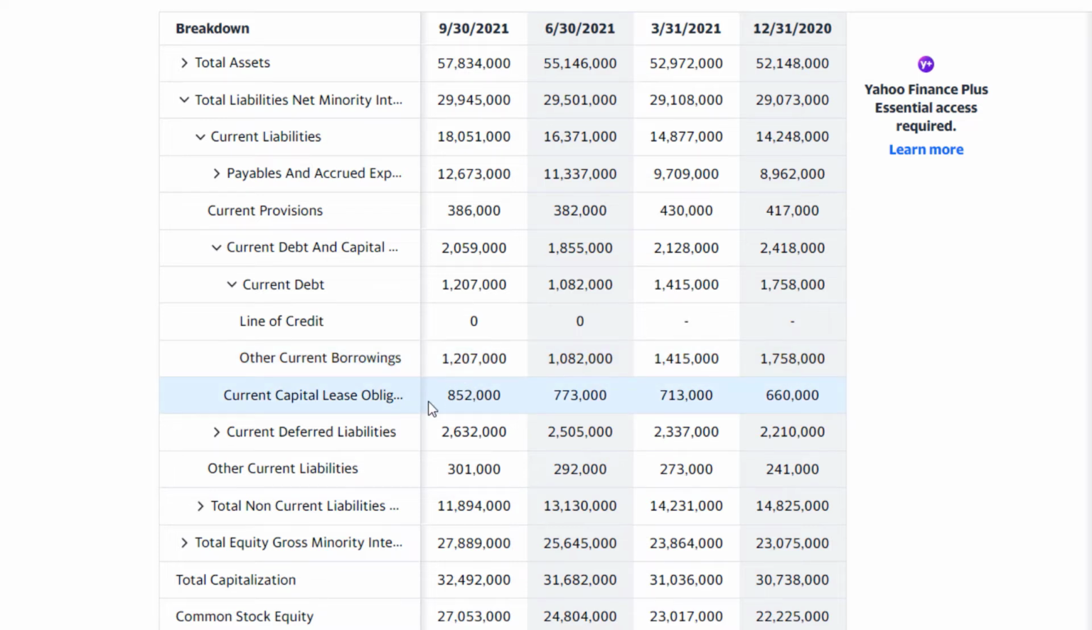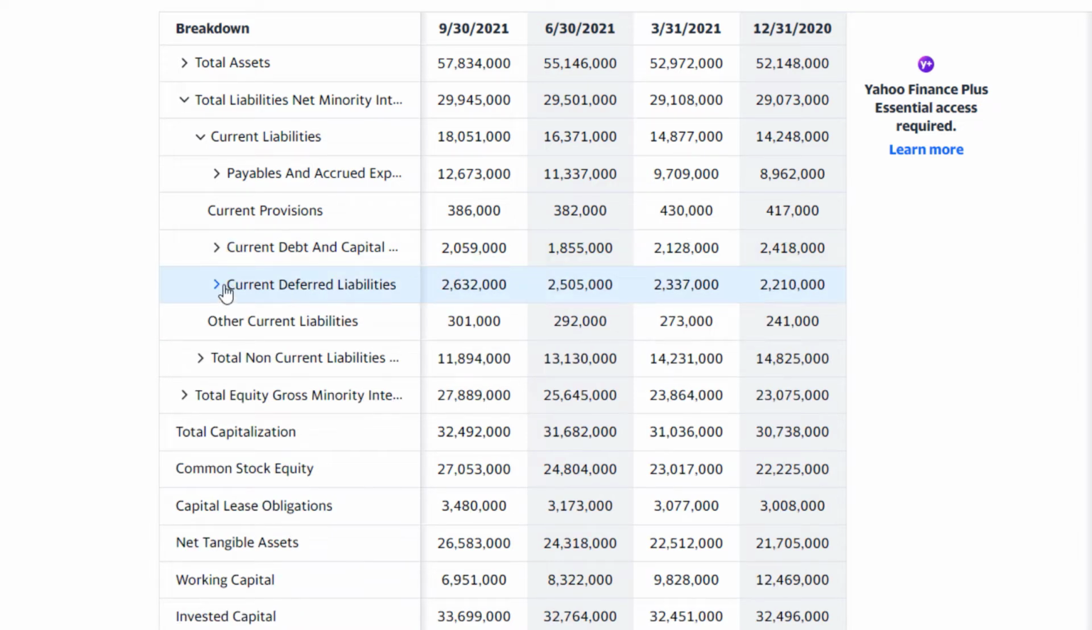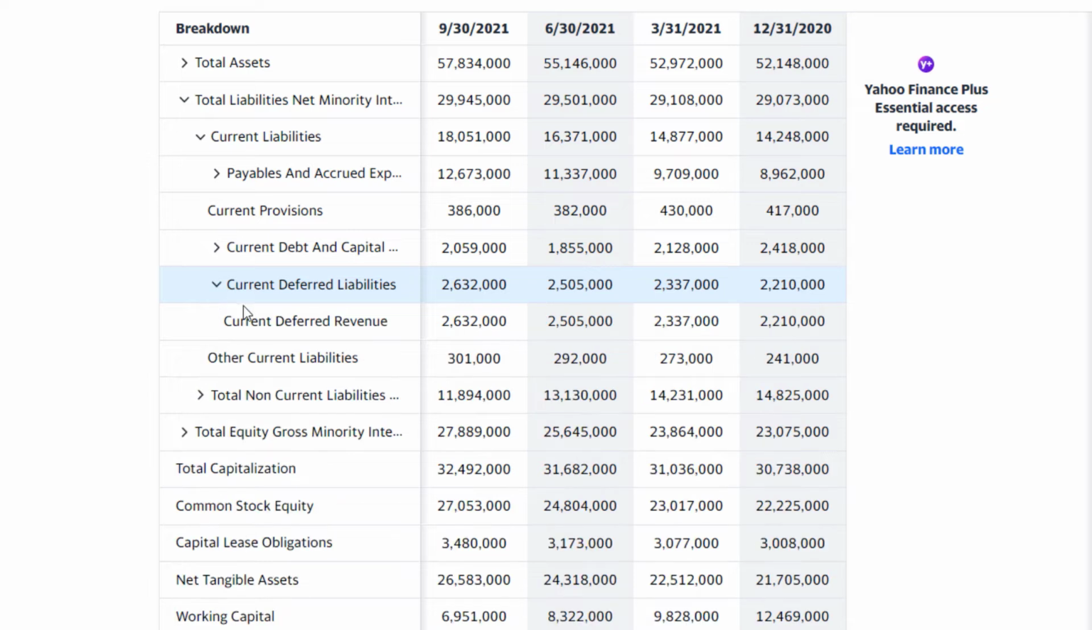So we owe money on our leases, or we owe money to the bank, or maybe we issued a bond and we owe money to our bondholders. Either way, this is money that's currently coming due within a year. And then if we look under here, we also have current deferred liabilities. So we've deferred some liabilities, we've deferred paying things, but now they're coming due. So now we have to pay the money within a year, so now we owe money.